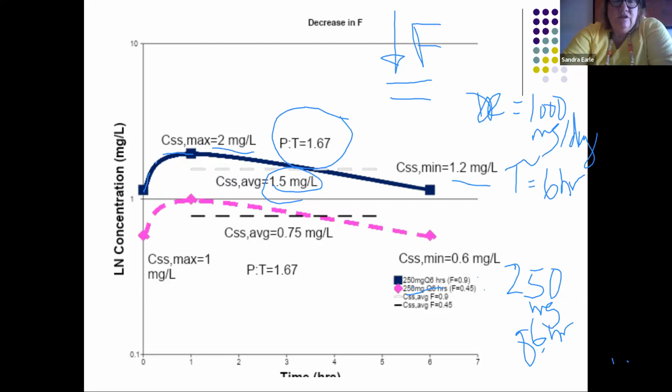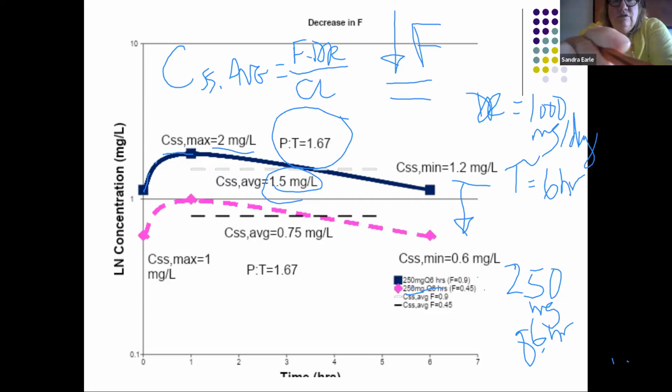What happens? The whole curve falls, doesn't it? It's just like giving less drug. So it's going to affect CSS average, right? CSS average is determined by bioavailable dose rate all over clearance. So if we decrease our bioavailability in half, our CSS average is going to be half of what it was. And as you can see here, our CSS average was 1.5, and it's now 0.75, exactly half. What do you expect? So we know that our CSS average has fallen.